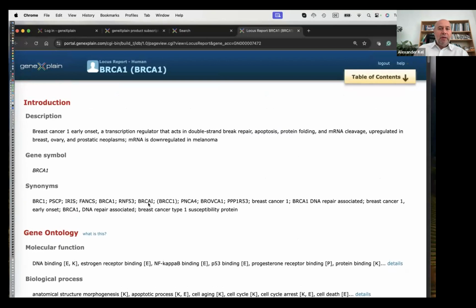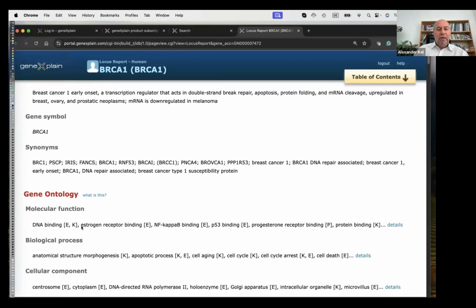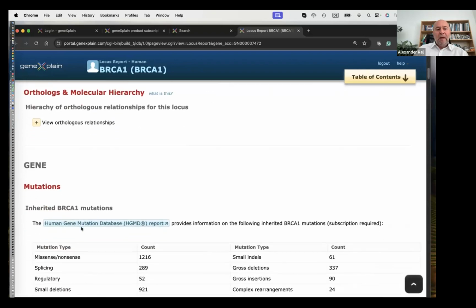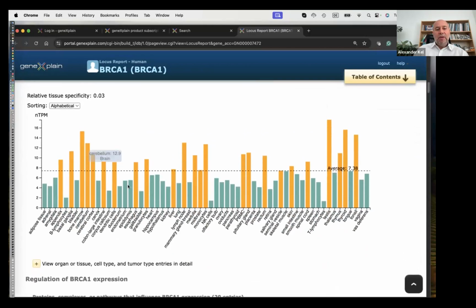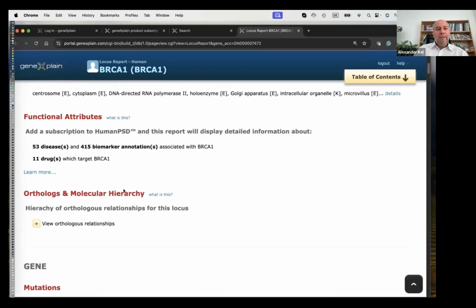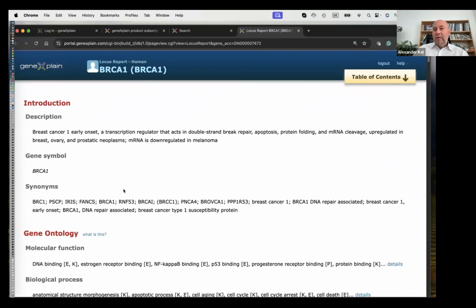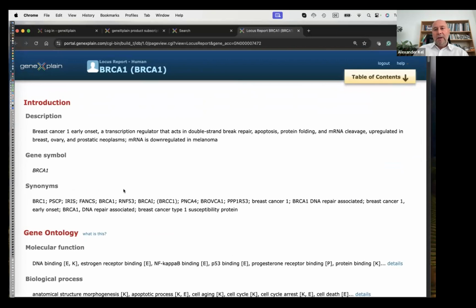And of course, you can read all that information about what kind of gene ontology it belongs to, what mutations are known for this gene, which tissues it is expressed in, and so on. But today we're just interested in one thing, basically: which transcription factors are regulating my gene.